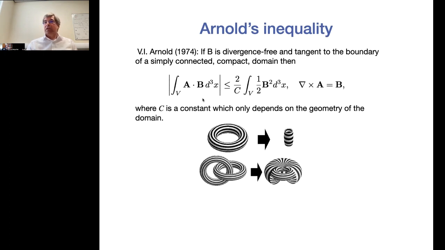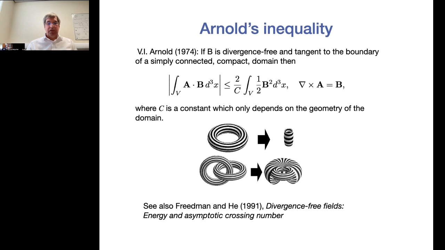The closest we get to this is maybe described in a paper by Friedman and He, who used asymptotic crossing number to describe the topology of disjoint flux tubes in a domain. But this is also still a very artificial situation from a physical point of view, and that is not easily applied to plasmas or to realistic plasma situations.